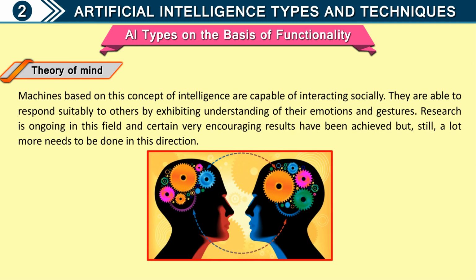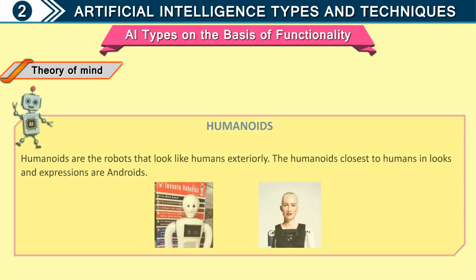Theory of mind. Machines based on this concept of intelligence are capable of interacting socially. They are able to respond suitably to others by exhibiting understanding of their emotions and gestures. Research is ongoing in this field and certain very encouraging results have been achieved, but still a lot more needs to be done in this direction.